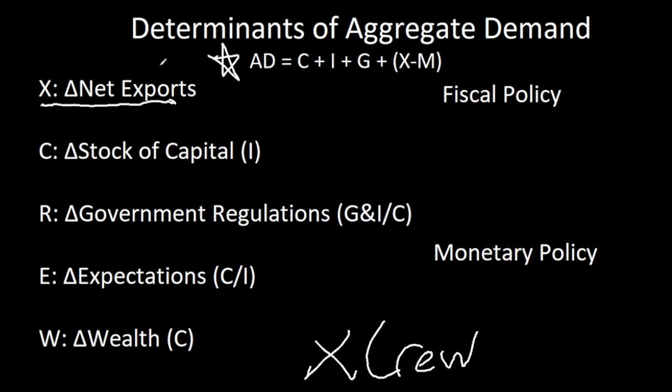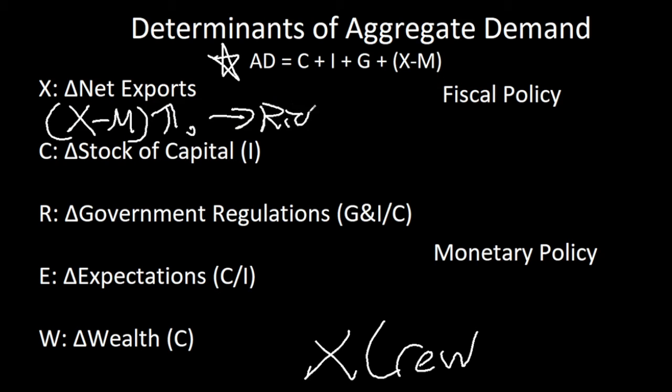The first we have is delta X, or a change in net exports. We've already discussed how aggregate demand will shift from a change in net exports, as from here. For example, if net exports increase, then aggregate demand will shift to the right. And if net exports decrease, then aggregate demand will shift to the left.